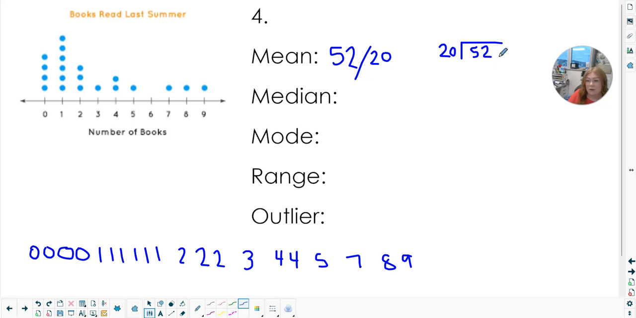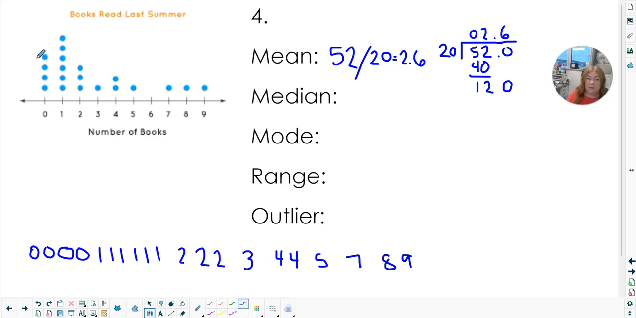And I know it can't go in there perfect, so I'm just going to start with that decimal and 0. So 20 can't go into 5, but it goes into 52 times, which is 40. There's 12 left over. Bring down the 0. So 20, 40, 60, 80, 100, 120. That is 6 times. So if everybody had to read the same amount and still read 52 books, every person would need to read 2.6 books.